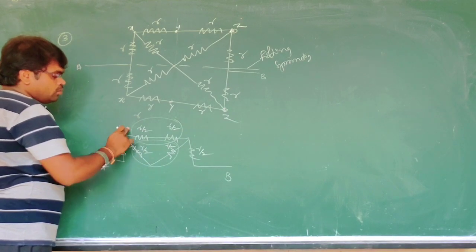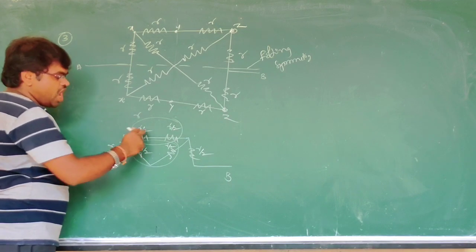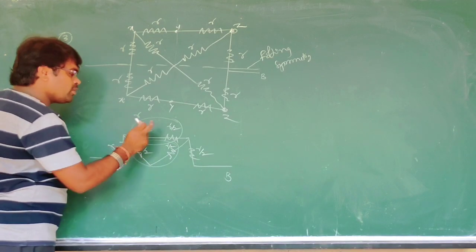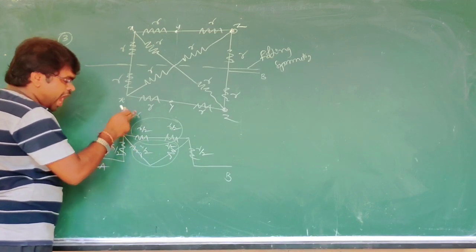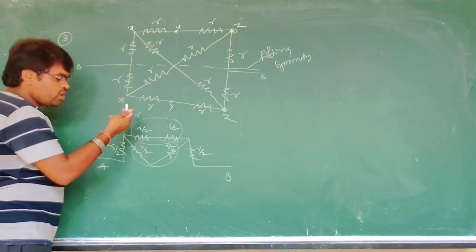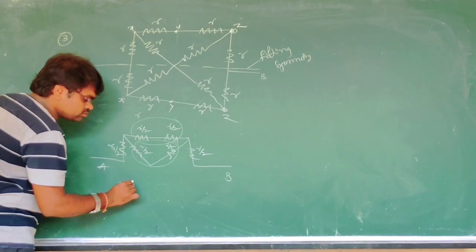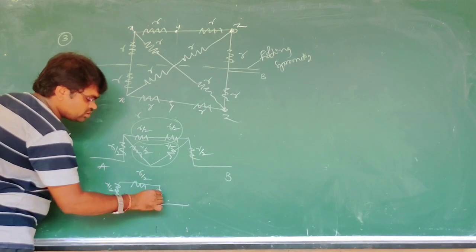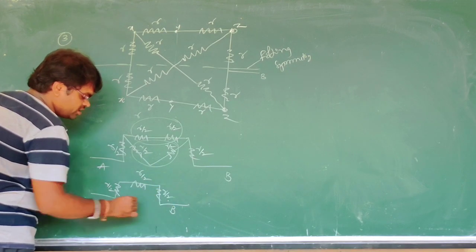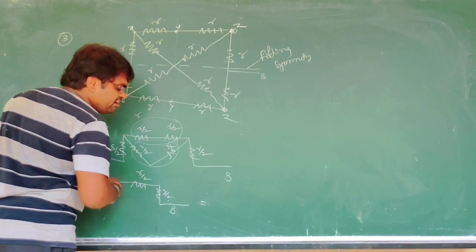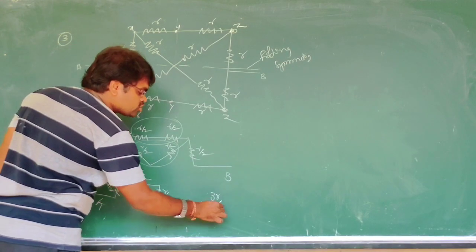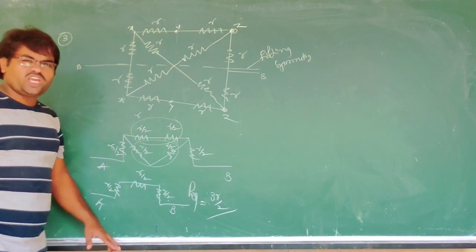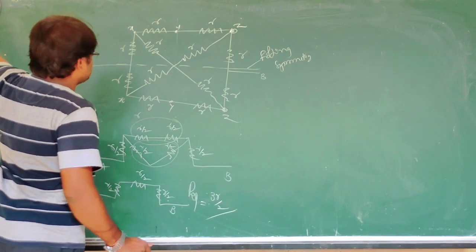R. Both are in what? Series. R by 2, R by 2, series R. R by 2, R by 2, series R. R, parallel. That's why what? R by 2. R by 2. R by 2. Then what? Adding, 3R by 2. Equivalent resistance is 3R by 2. Okay, finished up. Now, any doubt?